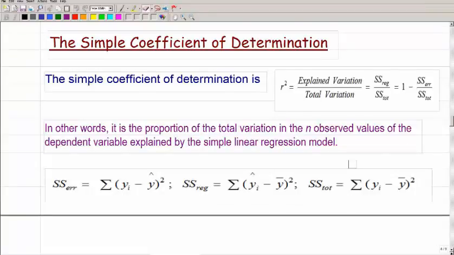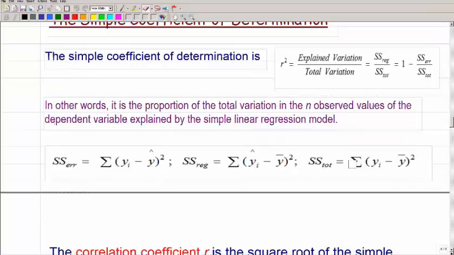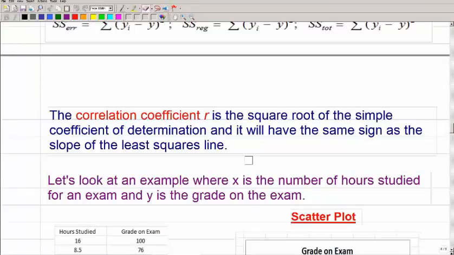So once again, the correlation coefficient is the square root of the coefficient of determination, but it will have the same sign as the slope of the least squares line. Because when you take a square root, we're talking plus or minus. They won't be the same number, but they will have the same sign. If the slope of your least squares line b1 is positive, R is positive, and if the slope is negative, R will be negative.